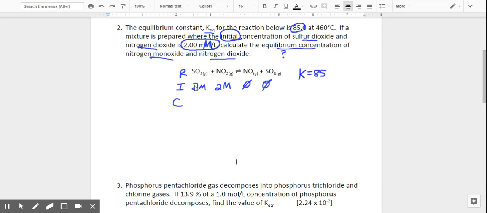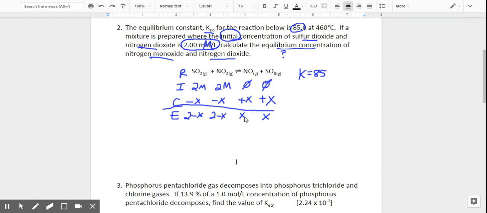Now let's fill out my C line. It's all according to the stoichiometry. So this is going to subtract by x because it's a reactant. This is going to also subtract by x. And these are my products, because they're being made, they're both going to be adding x. Now, if I had a coefficient for any of those, then I would put my coefficient there as a multiple of x. Now it's time to write our E line. So this one is 2 minus x, 2 minus x, and both of these are x.